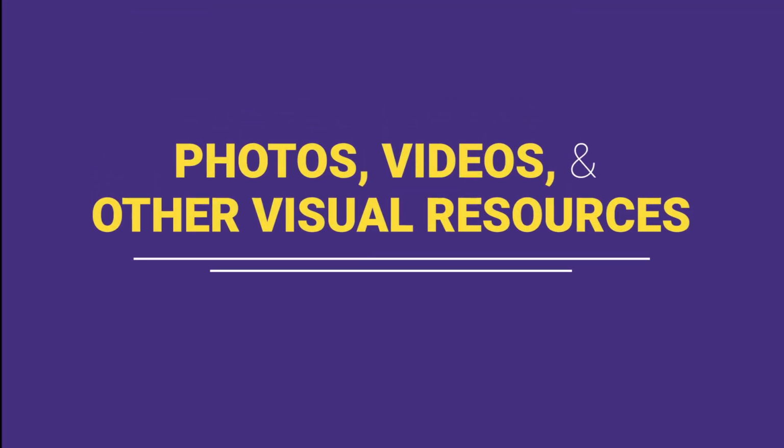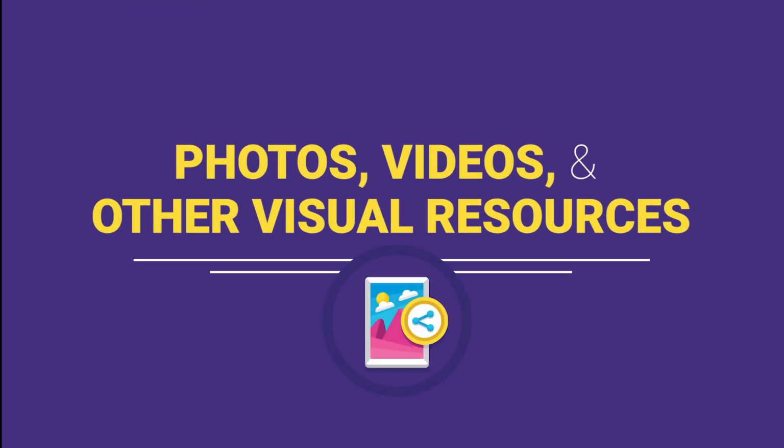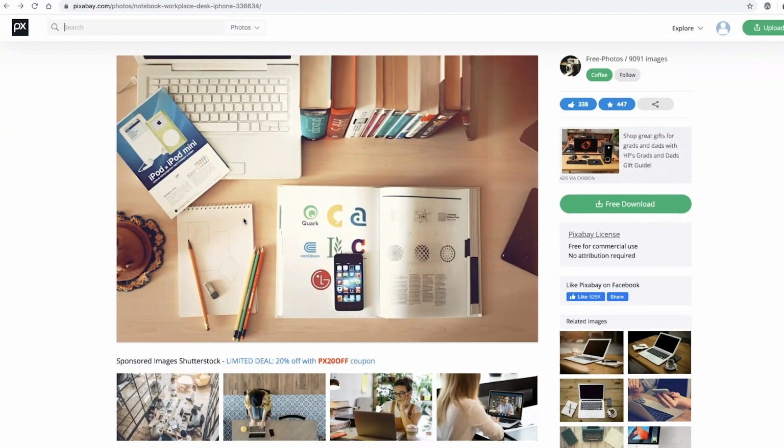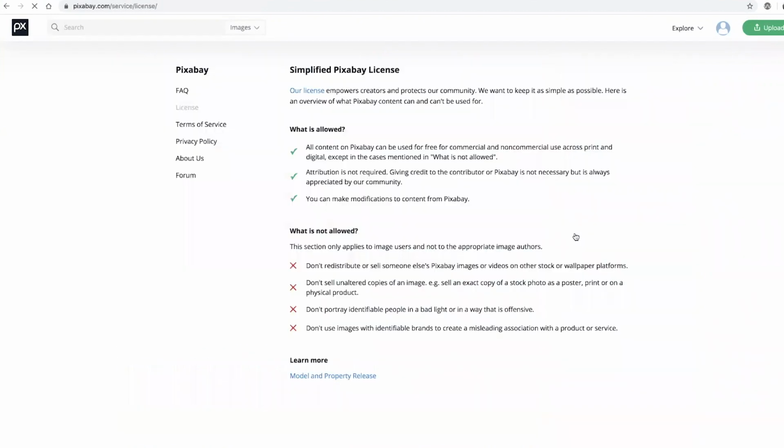In addition to the licensed content that is available through Emory Libraries, there are a number of online sources for free photos, videos, and other visual content. Here are several examples of sites that provide access to visual resources that are free to use. Refer to the license requirements for each resource to determine if attribution is required.